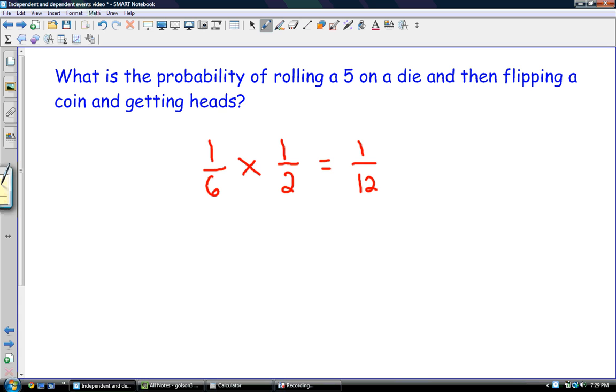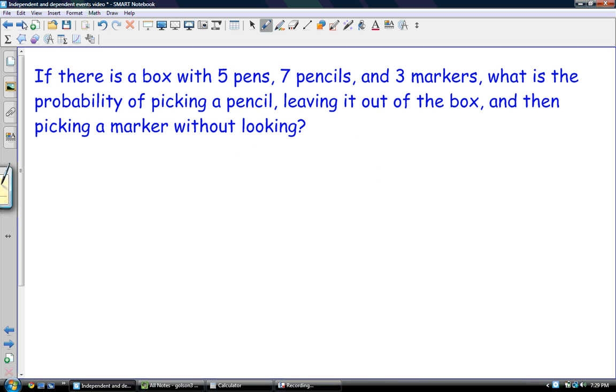So the probability of rolling a 5 and then flipping heads on a coin is 1 out of 12. There are 6 possibilities when I roll the die and 2 possibilities when I flip a coin, so there are 12 different outcomes altogether. There's only one way I can get a 5 and get a head: I have to get a 5 and then flip heads. So the probability is 1/12. The important thing to remember here is that you're multiplying these probabilities together. It works the same way for dependent events.